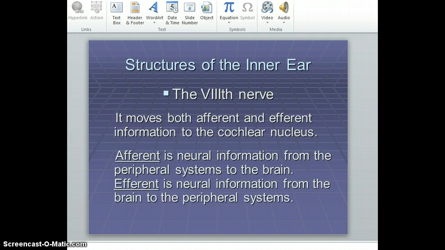Let's talk about the eighth nerve. The eighth nerve moves both afferent and efferent information to the cochlear nucleus. Afferent is neural information from the peripheral systems to the brain. Efferent is neural information from the brain to the peripheral systems. So they're back and forth between the peripheral systems to and from the brain.